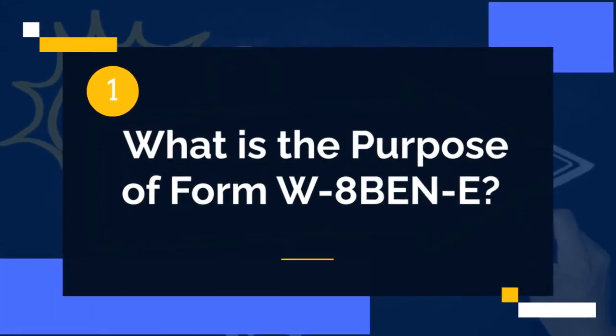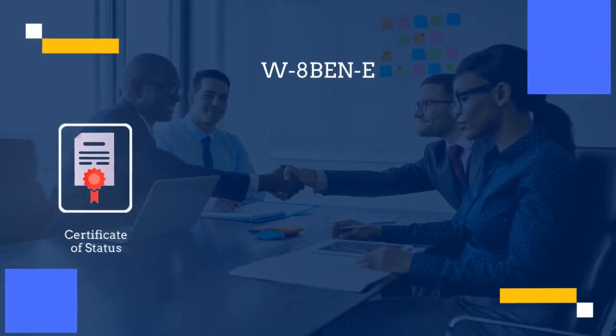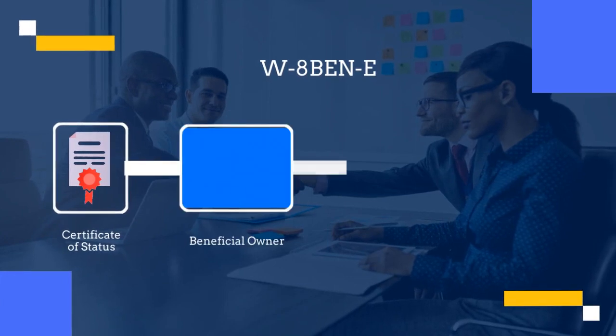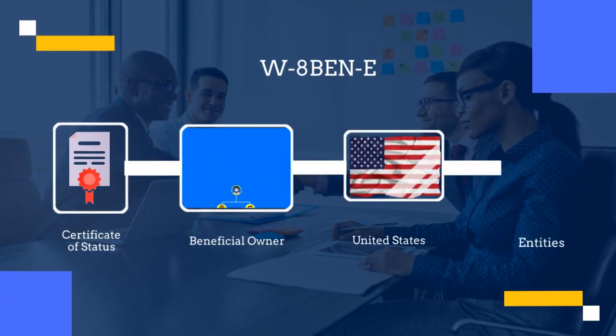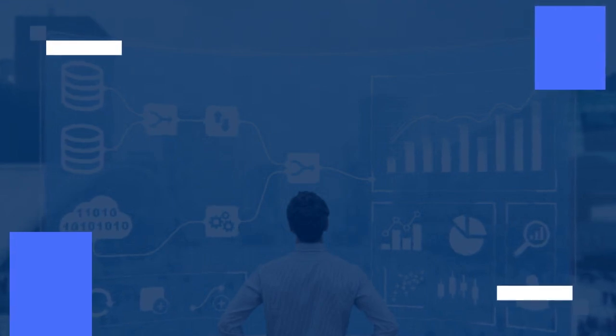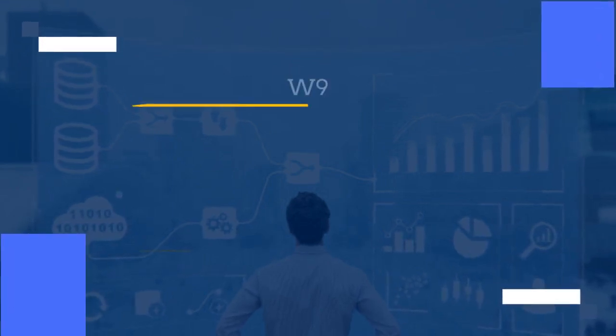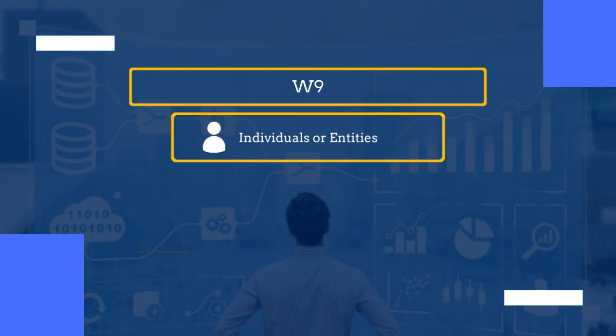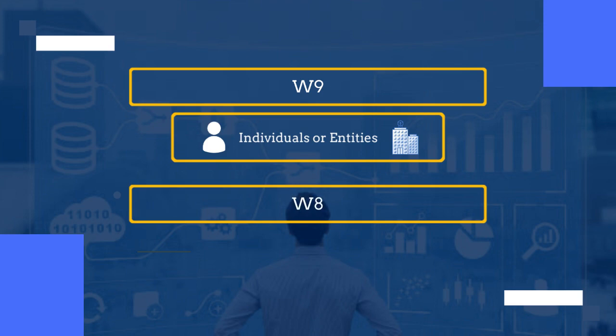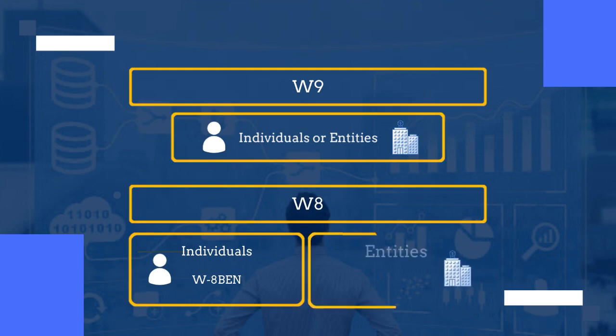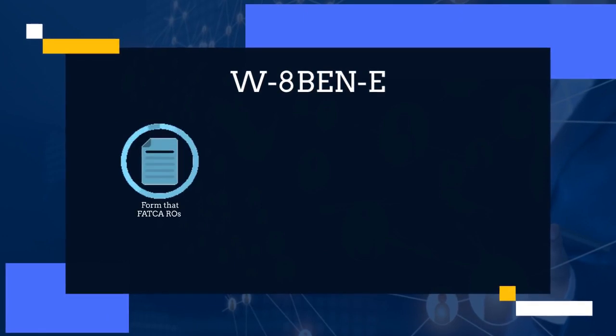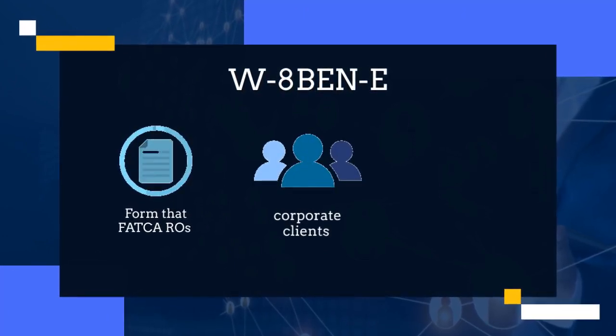Firstly, what is the purpose of Form W-8BEN-E? W-8BEN-E is a certificate of status of beneficial owner for United States tax withholding and reporting for entities. As discussed in our previous videos, FATCA W-9 form can be completed by either individuals or entities. While in the IRS W-8 forms, there are two different forms. One for individuals, W-8BEN, and another one for entities, W-8BEN-E. The W-8BEN-E is the form that FATCA ROs should take from their corporate clients to document their U.S.